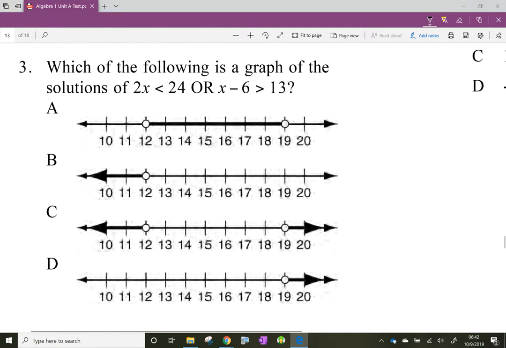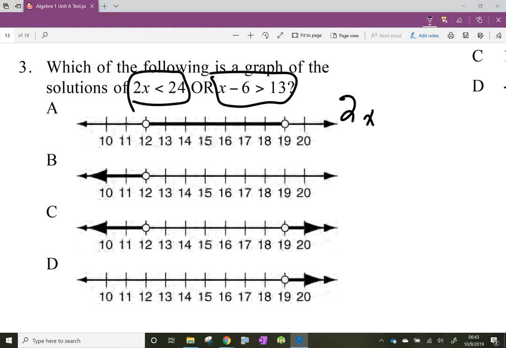Number 3. Which of the following is a graph of the solutions of 2x less than 24 or x minus 6 greater than 13? So we have a compound inequality. We have to solve both of these inequalities and get our answer. So our graph will have two graphs on the same number line.